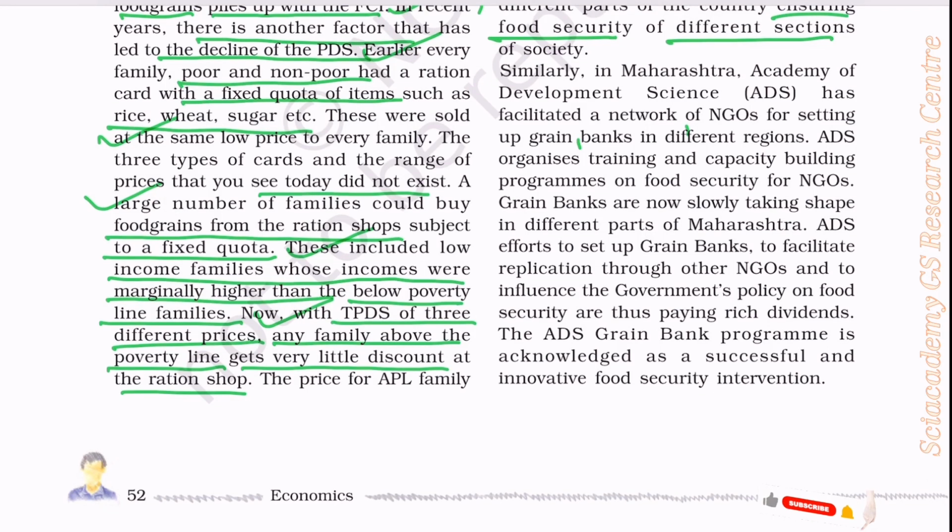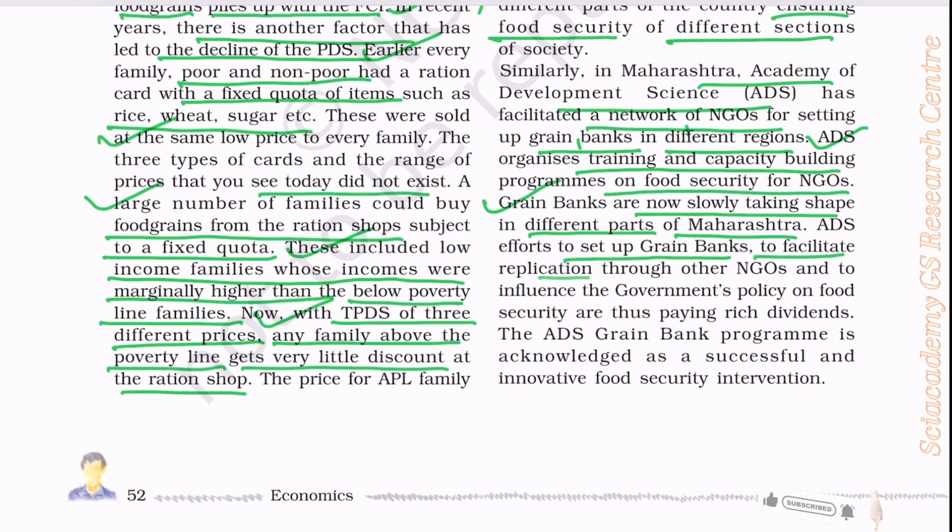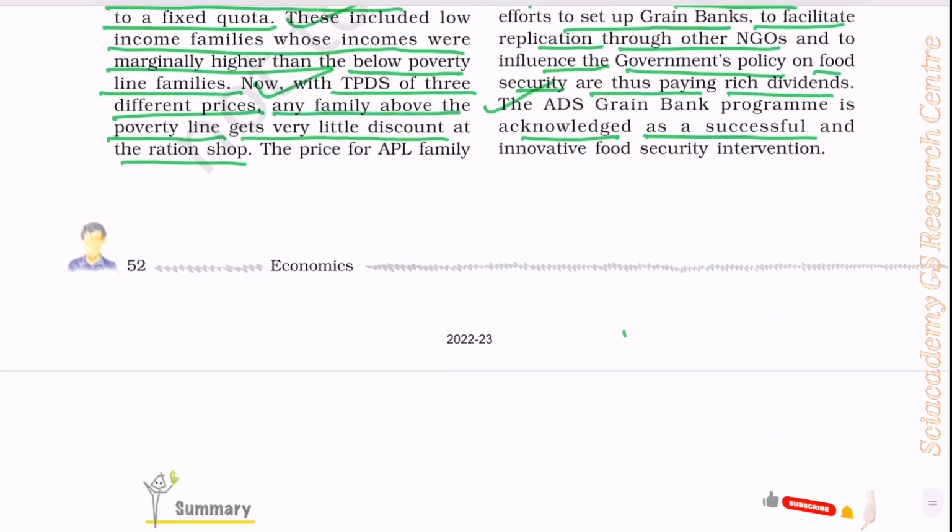Similarly, in Maharashtra, Academy of Development Science, ADS, has facilitated a network of NGOs for setting up grain banks in different regions. ADS organizes training and capacity building programs on food security for NGOs. Grain banks are now slowly taking shape in different parts of Maharashtra. ADS efforts to set up grain banks, to facilitate replication through other NGOs and to influence the government's policy on food security are thus paying rich dividends. The ADS Grain Bank program is acknowledged as a successful and innovative food security intervention.